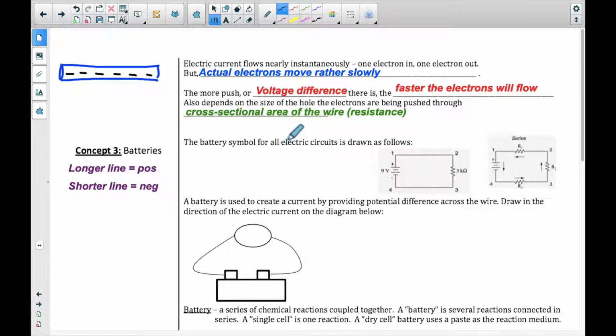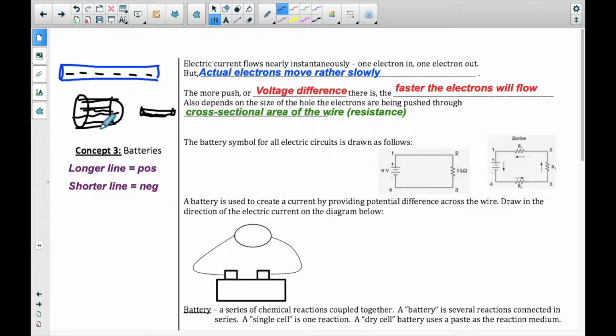So let's go back to our water analogy. If you have a big tube, the water can flow through there. Here's my tube. The water can flow through there really easily. If you have a little tiny drinking straw, there's not a whole lot of water, it's going to move a lot slower. So with a larger wire, you will have faster current.